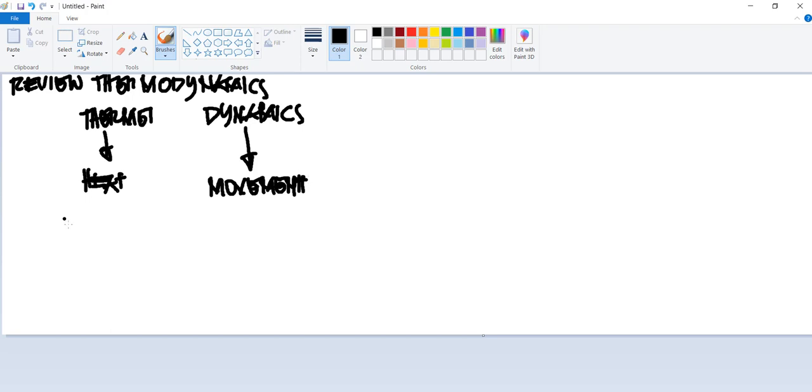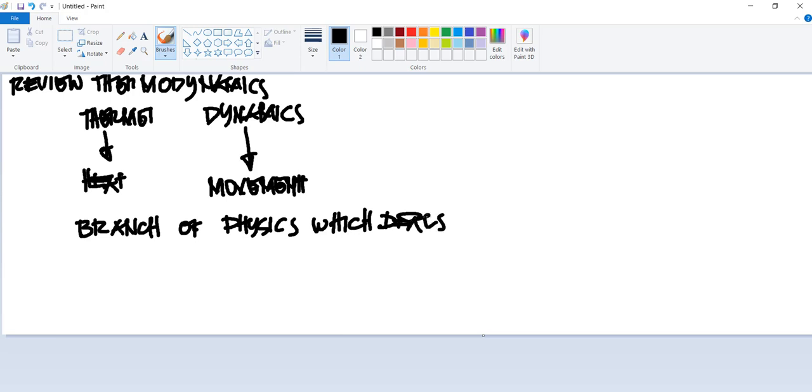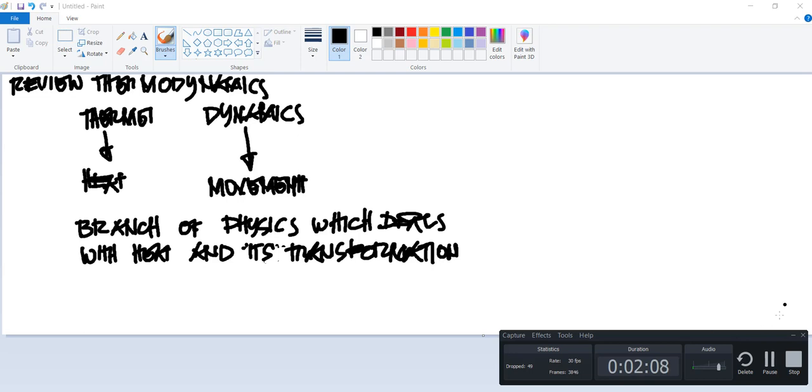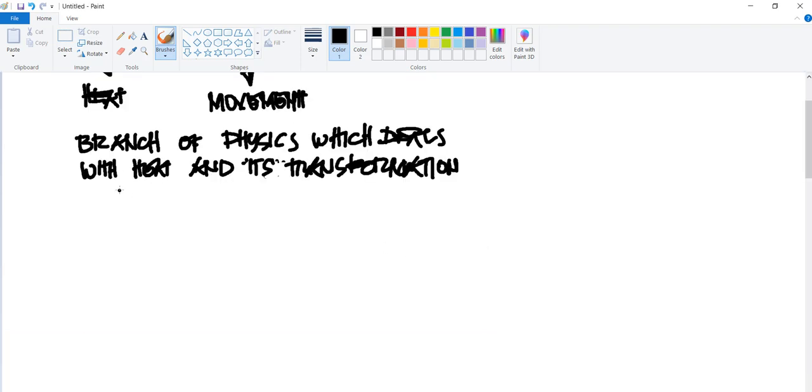So we have a branch of physics which deals with heat and its transformation. Okay, so we have the types of thermo.